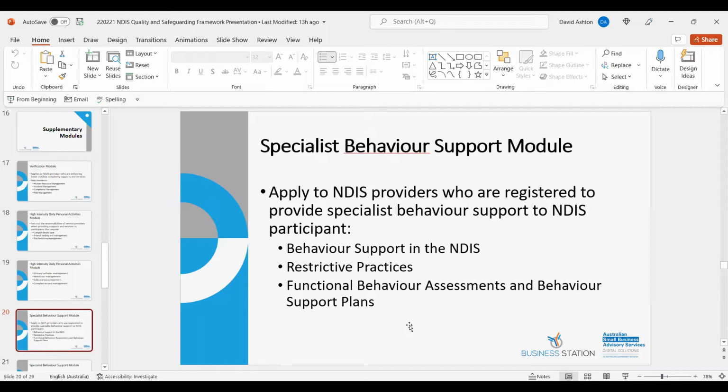So looking at the client, what sort of complex needs and support that they have. So behaviour support: each participant accesses behaviour support that is appropriate to their needs, which incorporates evidence-informed practice and complies with relevant legislation and policy framework. So the National Disability Insurance Scheme restrictive practices and behaviour support rules are the ones that you need to apply here.